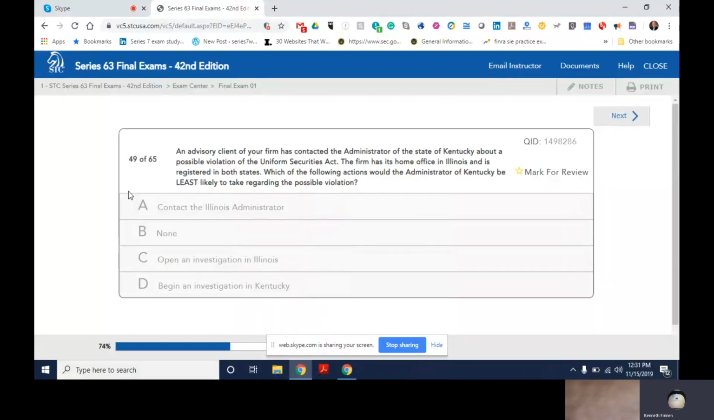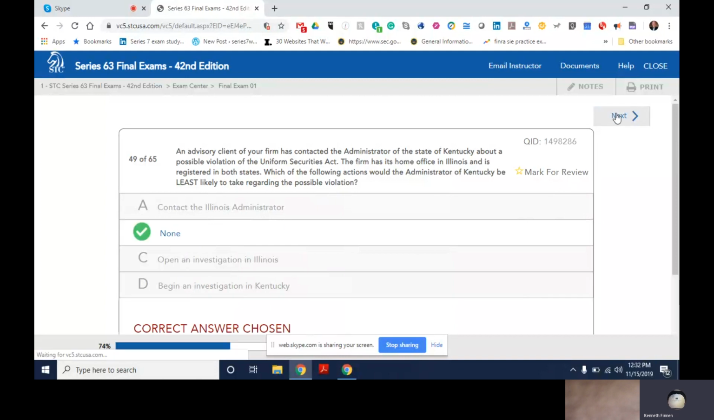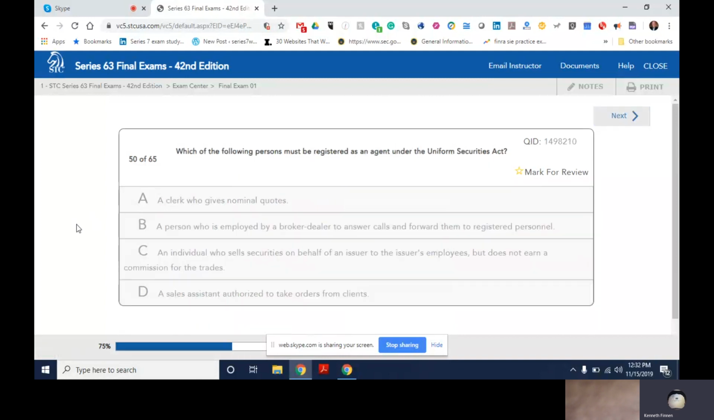An advisory client of your firm has contacted the administrator of the state of Kentucky about a possible violation of the USA. The firm has its home office in Illinois and is registered in both states. Which of the following actions would the administrator of Kentucky be least likely to take? He would not do nothing. He can call the Illinois administrator, he can start an investigation. What he would not do is do nothing, and that's always a trick question.